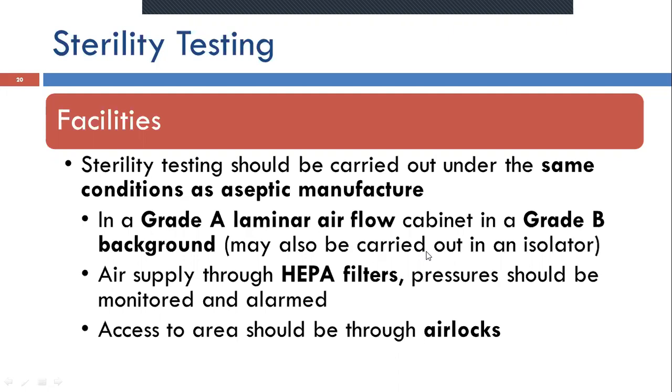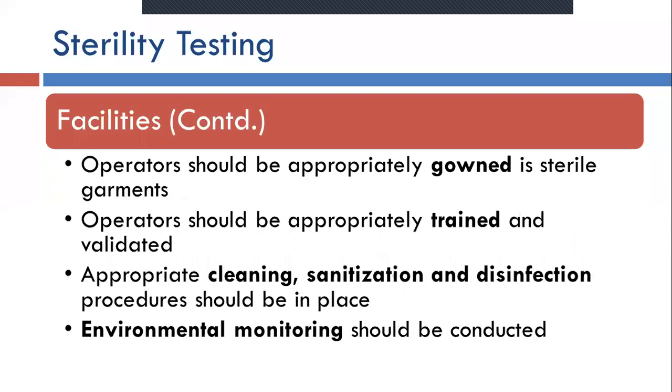The access area should be through airlocks, what we call a double door entry. Through the airlock means the pressure outside will be less and the air pressure inside will be more. So when you open the door, the air goes from inside to outside, but not from outside to inside. That is the airlock system, and there will also be a double door entry. That is what is called aseptic manufacturing condition, and it should be done that way. And operators should be appropriately gowned in sterile garments to avoid any cross contamination, and operators should be appropriately trained and validated.